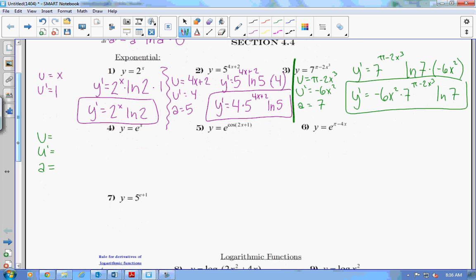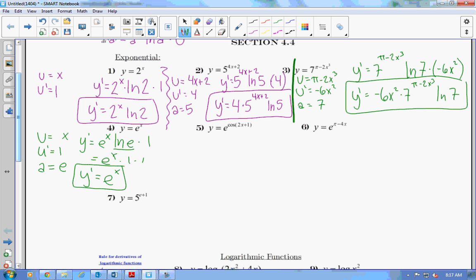Okay, Joanna, what did you get for u? And u prime? The derivative of x. 1, and then a is the base, which is e. Okay, so we do y prime equals the original e to the x times the natural log of the base, which is e, times u prime, which is 1. What is natural log e? Just 1. It cancels each other out. So we have e to the x times 1, which is y prime equals e to the x.